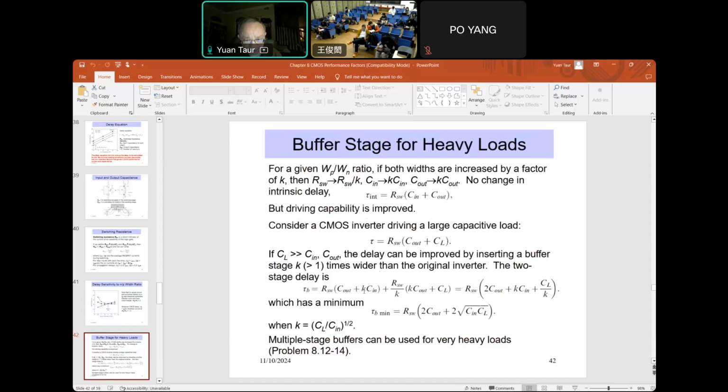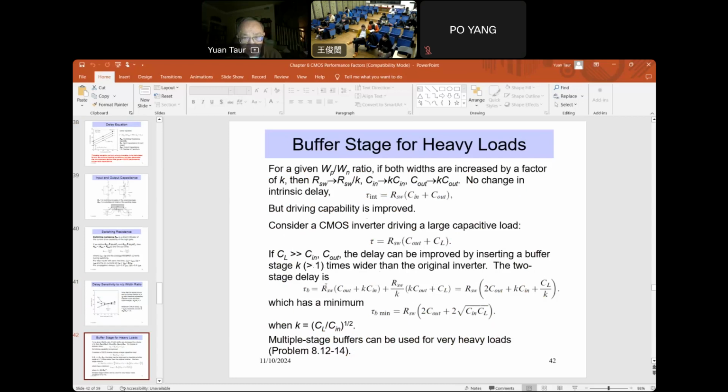So now the delay becomes a two-stage delay. The first stage is the small inverter driving the buffer. This buffer, I assume, is K times wider than the original inverter. The original inverter is small, so now it's K times larger. And so the first delay is the small inverter driving the buffer. The second part is the buffer, the larger inverter, driving the load. With the larger inverter, R switch is smaller: R switch over K, because the width is K times wider.